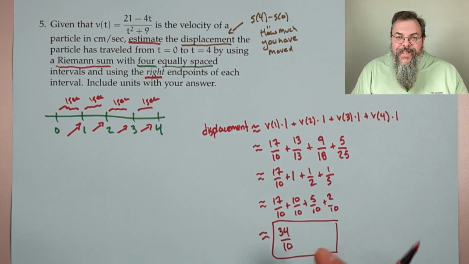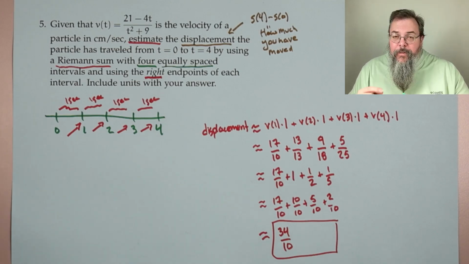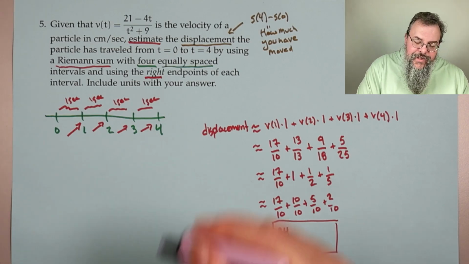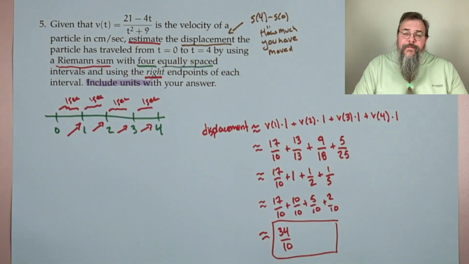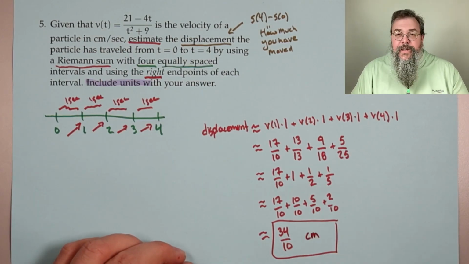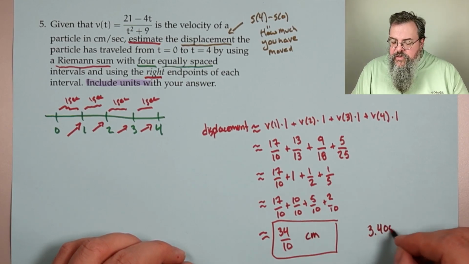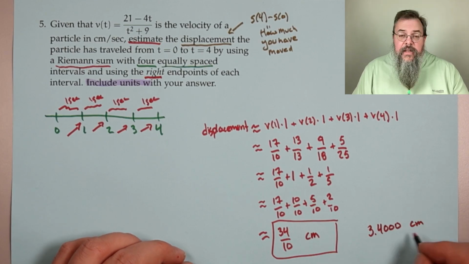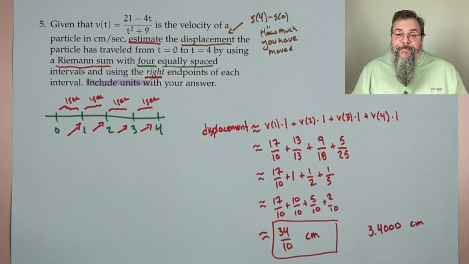Wait, there's a suspicious gap. What did we do wrong? Well, it's not that we did anything wrong, but what else do we need to do? It says include units. Displacement is how far we've traveled, really about distance. Our units are centimeters per second for velocity, which means our distance measurement is centimeters. And so there we go: 34 over 10 centimeters. If you're an engineer, that's the same as 3.4000 centimeters, which gives you the precision that you might need. But all right, good. A nice warm-up problem for Riemann sums.